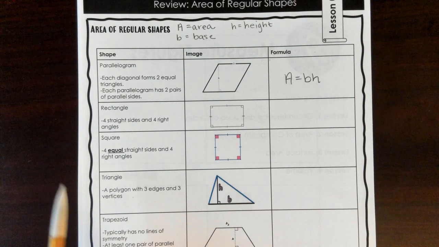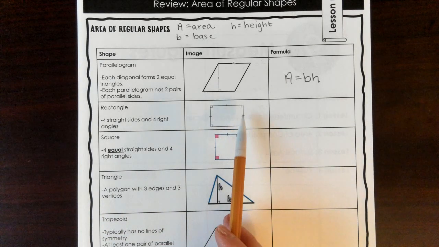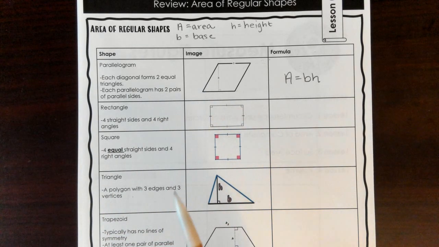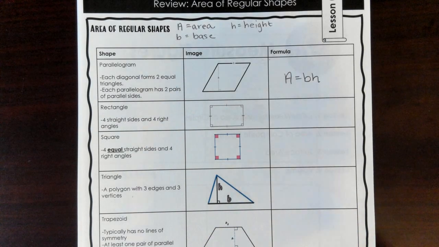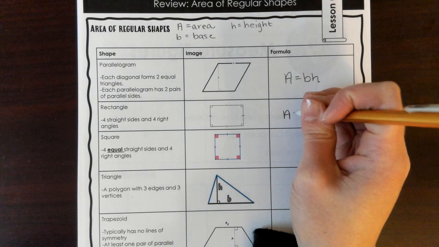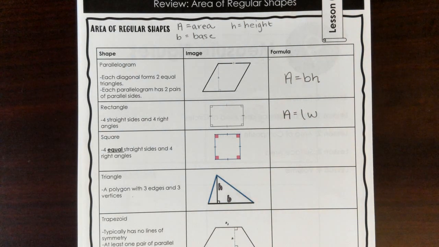A rectangle is 4 straight sides and 4 right angles, which you can see are marked, and that means they are all the same length. So for a rectangle, we're going to use A equals LW, and that is length and width.